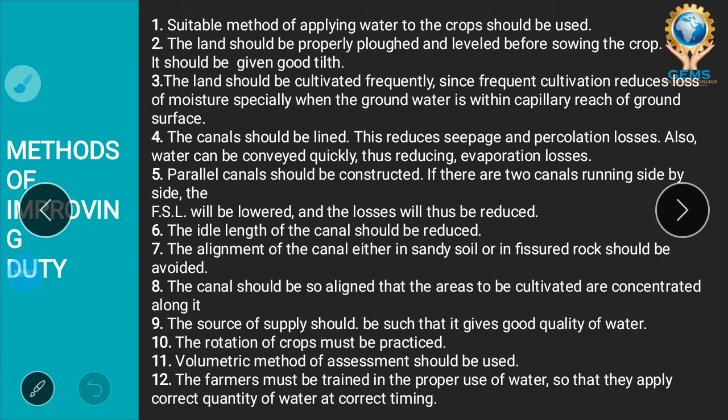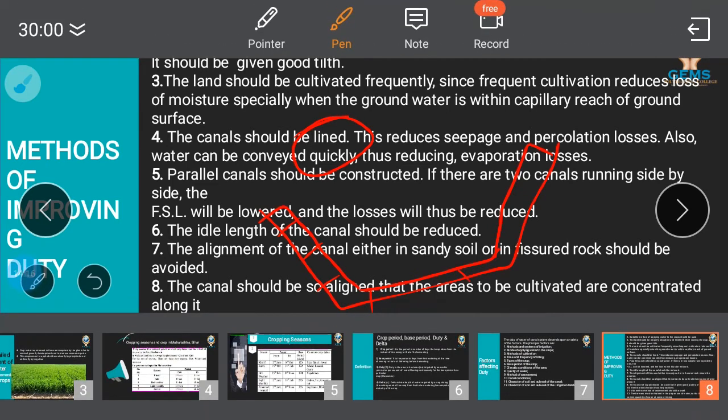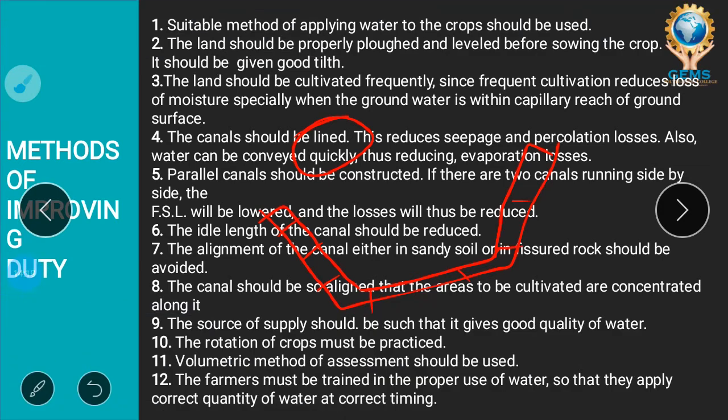Next is the canal should be lined. So what is lined? I will tell you, a canal can be this shape, this shape. If no masonry work is done inside the canal, then it is unlined. If masonry work is done, that is called a lined canal. So what is masonry work? Masonry work is a mixture of cement, sand and water, and PCC is done all over that. That is known as a lined canal. So to improve duty, the canal should be lined.